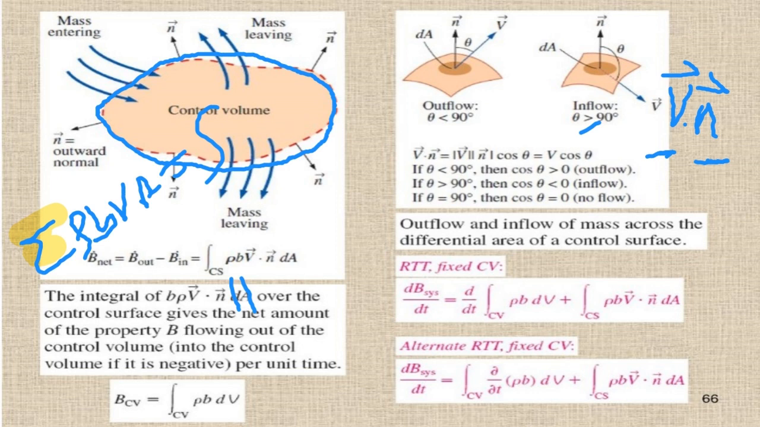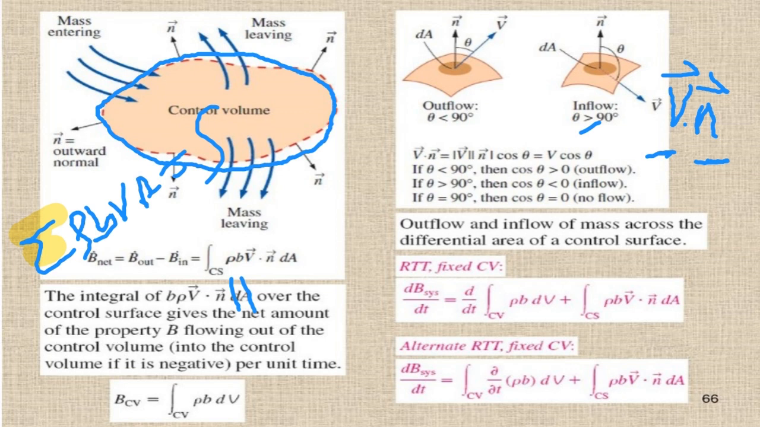And the integration around this surface will give you the net inflow or outflow of the extensive property B. So if B is mass, then this integral will give you the net mass coming in and going out of the control surface.